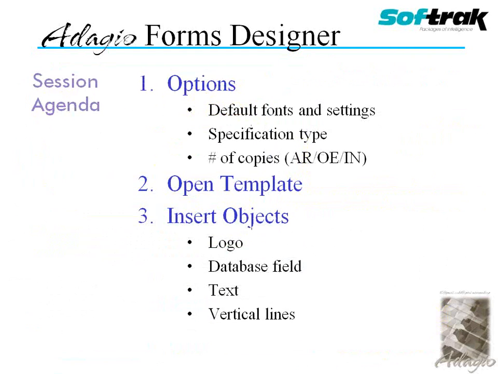The general layout we'll be doing for today's session is we'll just take a look at some of the setup options, some of the things that you can do for just getting the specification designer ready for creating or modifying forms. Typically, it's better to work with an existing sample form and just make a few changes rather than starting from a blank form. So we'll show you how to open one of the pre-existing templates and start from there. We'll take a look at how to insert particular objects, simple things that you typically would add to a sample form perhaps, including logos, sections, database fields, some text, and also being able to create vertical lines that go all the way through all of your detail sections.